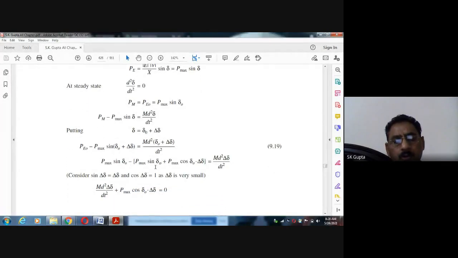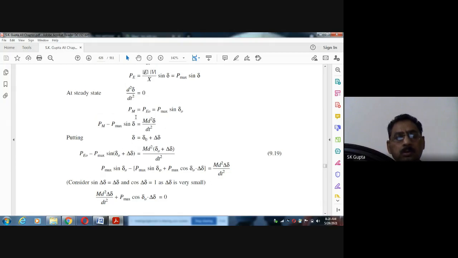So what is the assumption we have made: because of the small delta, sin del delta is equal to del delta, and cos del delta is equal to 1. Now if you open this, this will be cancelled, and this minus Pmax cos delta 0, if you bring it to this side, this equation will come. And this Pmax cos delta 0 is called the synchronizing power coefficient. Why? Here you will see the power Pmax cos delta 0. What is this?